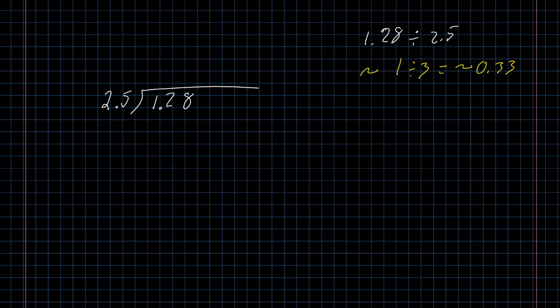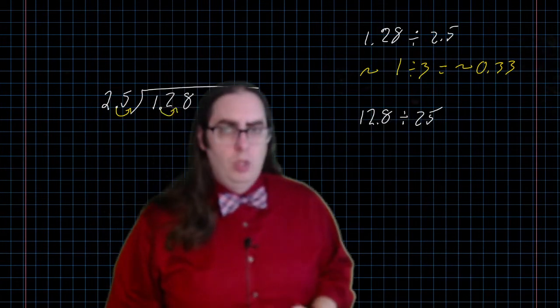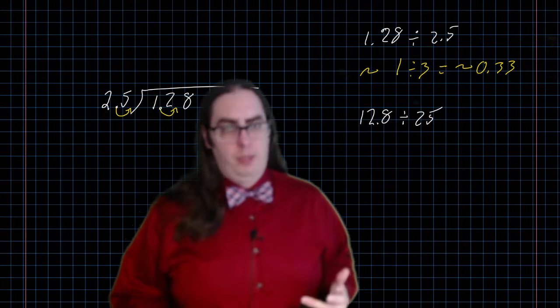But the rule is actually fairly straightforward. What we need to do is move our decimal points over a little bit. 1.28 divided by 2.5 turns out to be the exact same thing as 12.8 divided by 25. All right, that's weird. Let me step out of the way so we can actually look at the problem. Why is that going to be the case?